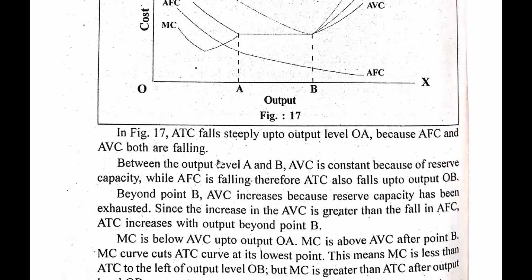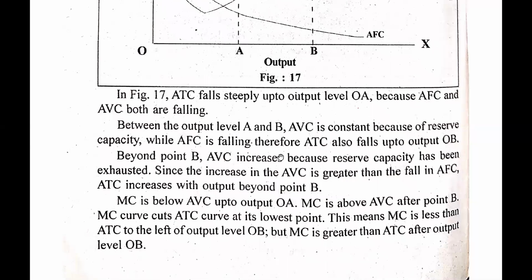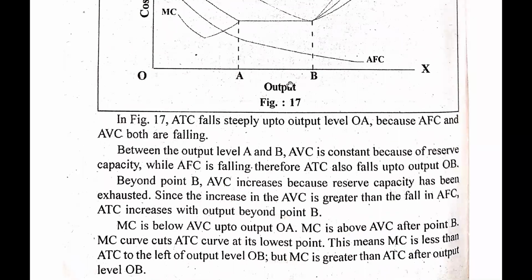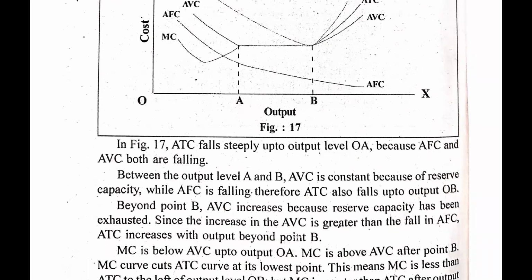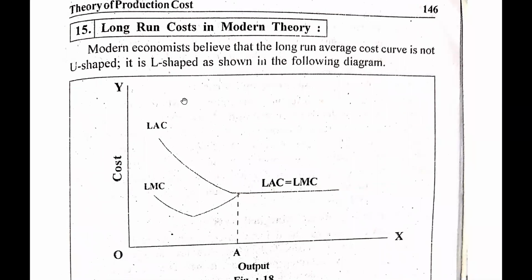Here in figure 17, average total cost falls up to output level OA, because AFC and AVC both are falling. And we are given the total explanation of the above diagram here. You just need to read it out and understand how the curves change, as I have told you. Now guys, we will move further to point number 15, long run cost in modern theory. So what is long run cost in modern theory?